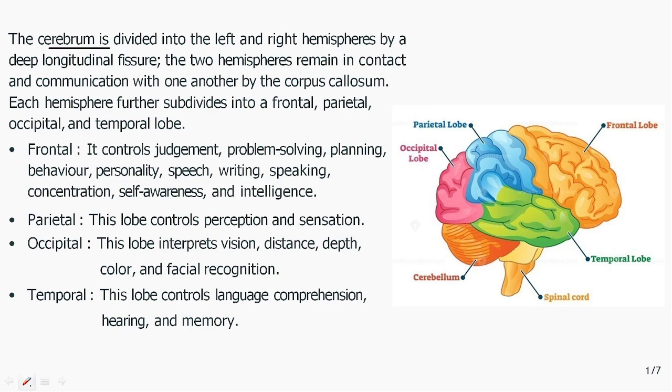The cerebrum can be divided into different lobes. If you see from the top, we have the left hemisphere and the right hemisphere of the cerebrum, and in between them there is a deep longitudinal fissure. The two hemispheres are in contact for communication purposes, and that contact is through the corpus callosum, and each hemisphere is further divided into different lobes.